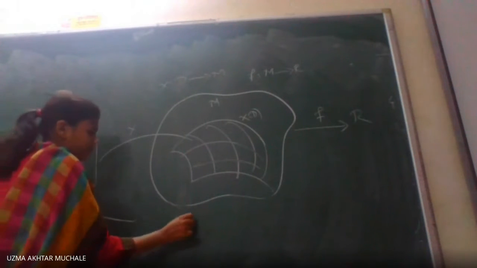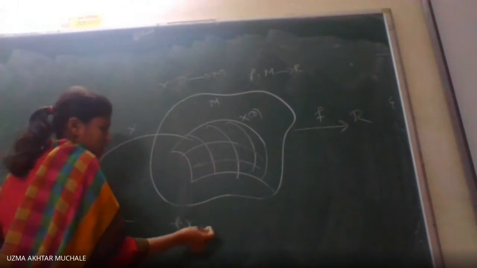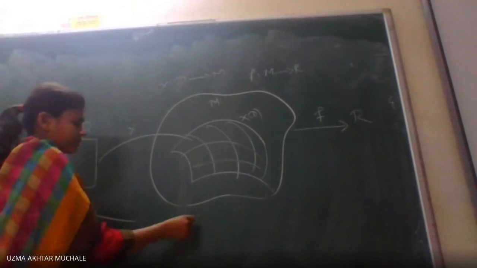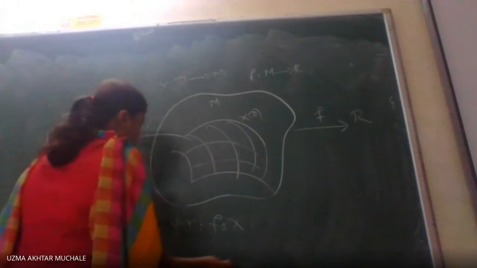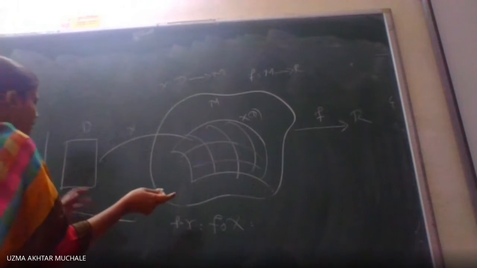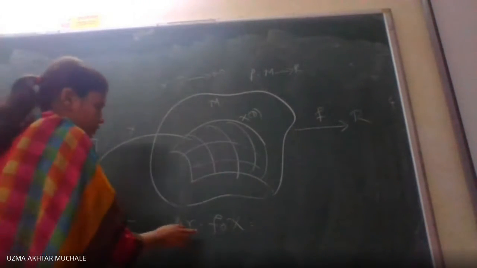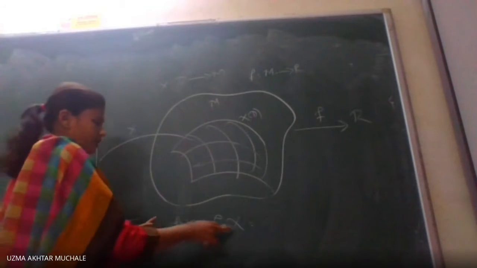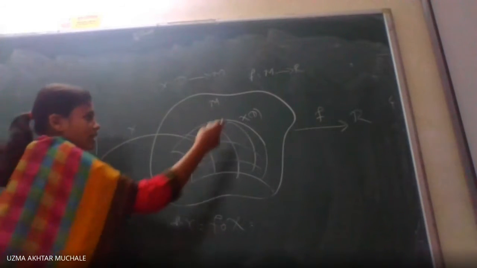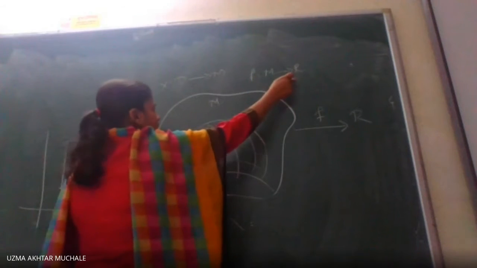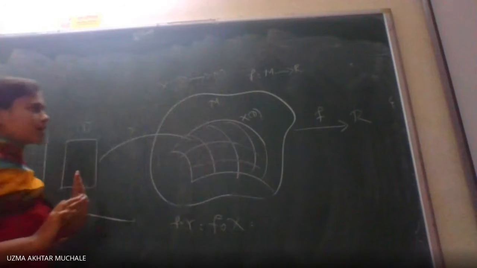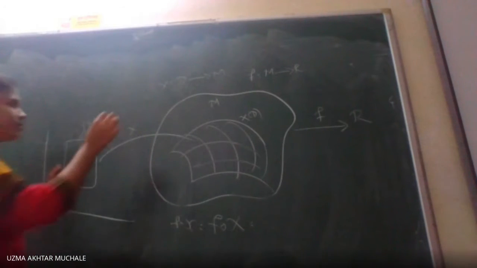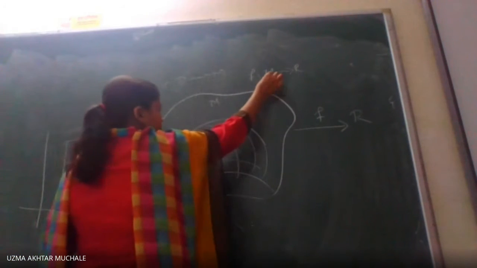F of x, what will be f of x? F of x, or we may call it f composite x. What will be f composite x? It will be a mapping from, so if you want to check what we have to do, f of x, what is the domain for f? It is M to R. Okay, what is x? X is from D to M, right? Now here the codomain of x is equal to the domain of f.